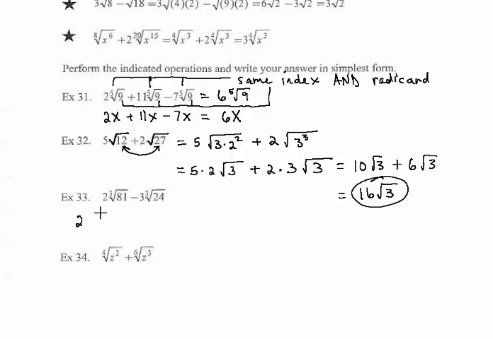Alright, the next one, we have a cube root of 81, which 81 is 3 to the 4th power. We have a cube root of 24, and 24 is, let's see, 2 to the 3rd power times a 3. If this isn't obvious, then what you need to do is a factor tree, and you should know how to do a factor tree at this point.